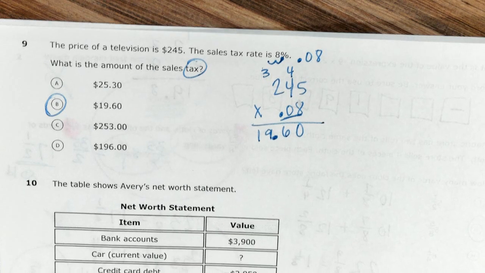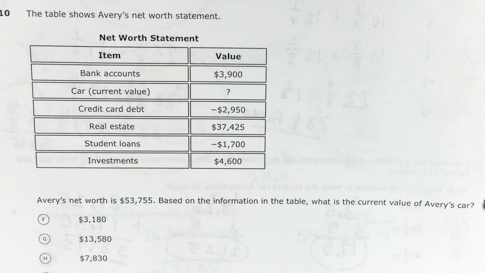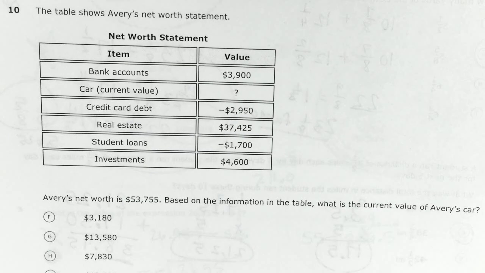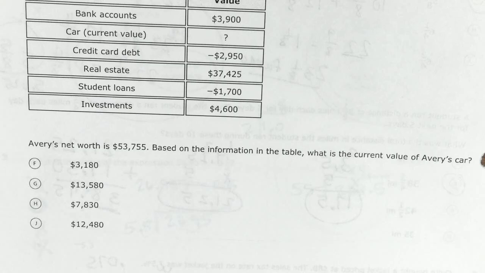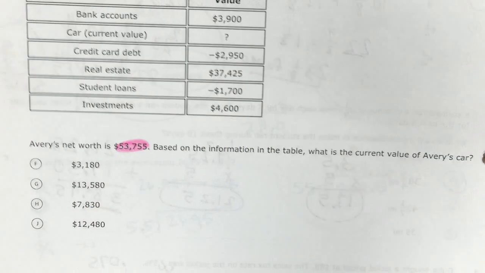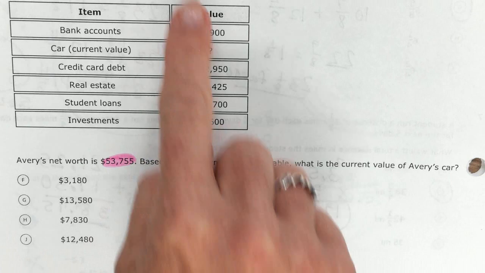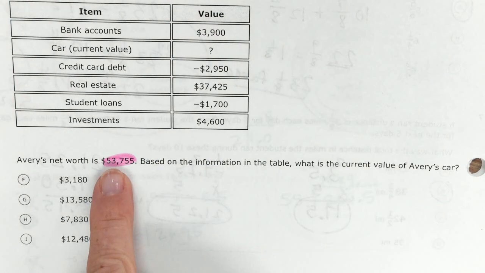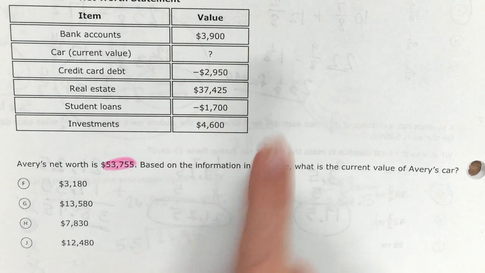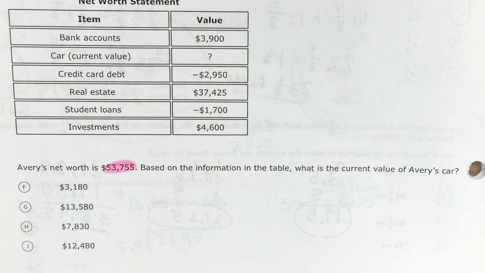Number 10. Net worth. It says the table shows Avery's net worth. Remember that if it's positive, it's an asset. If it's a negative, it's a liability. Yes? Avery's net worth is this total. Based on the information in the table, what's the value of Avery's car? Well, I know that this whole table has to add up to this. So could I go add all of these and then just subtract it from this, and that's the car? I'm going to add the positives first.